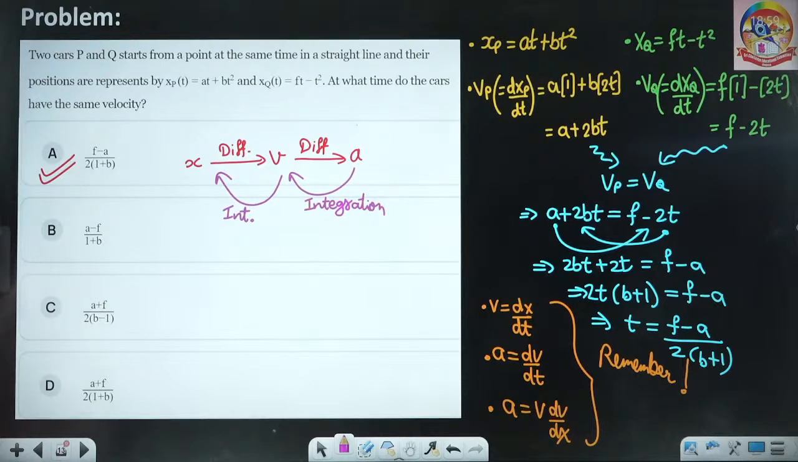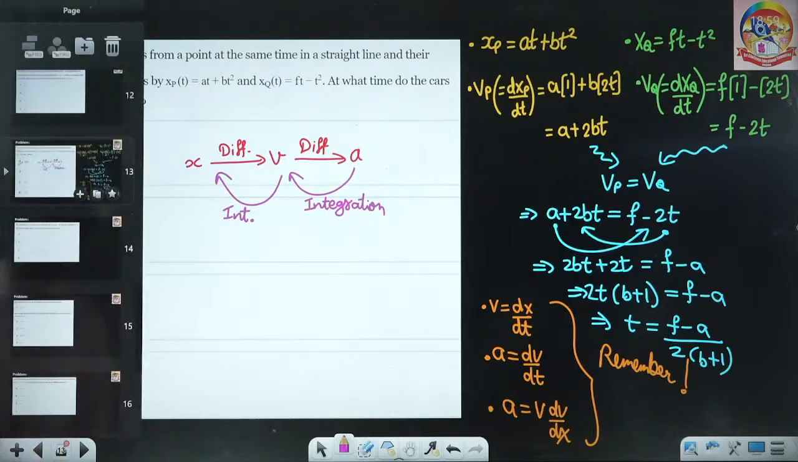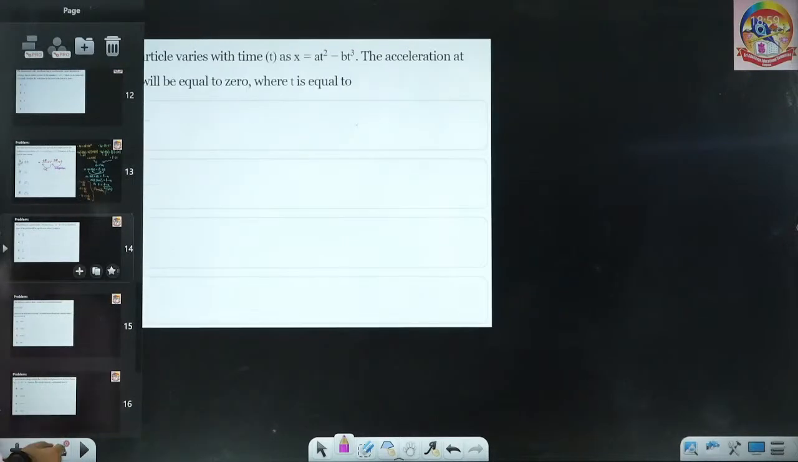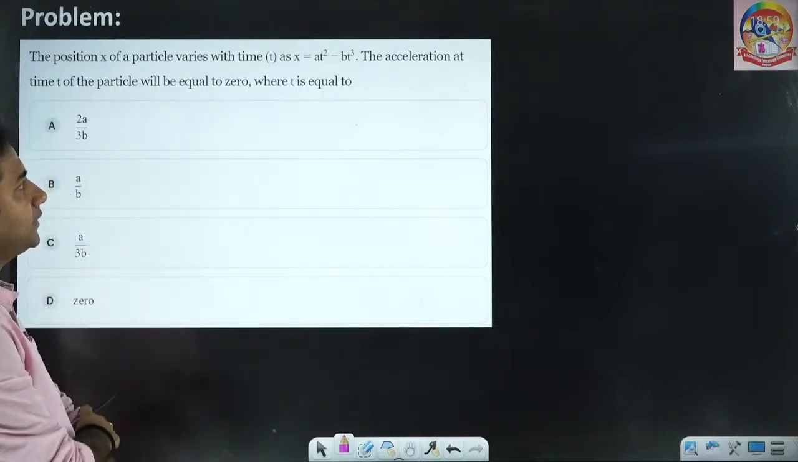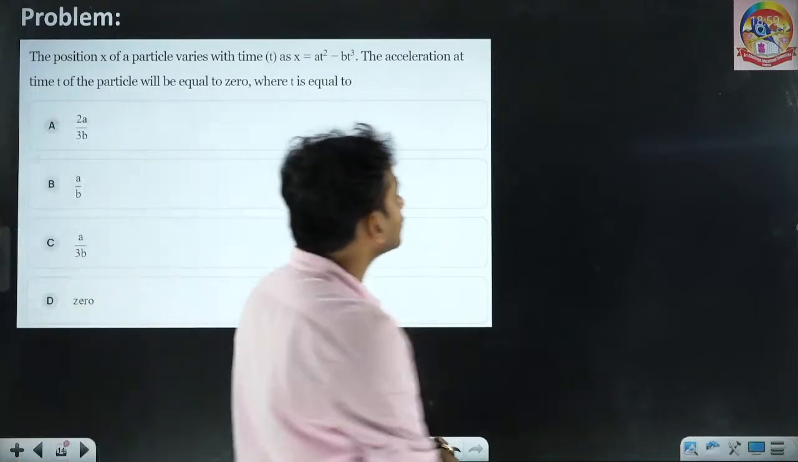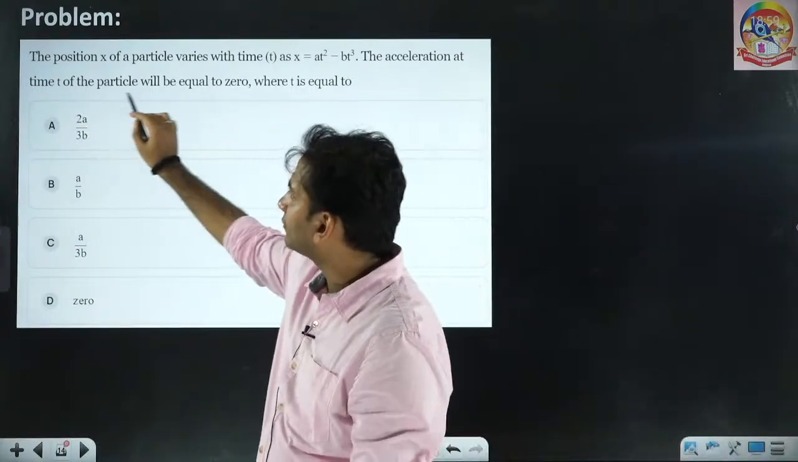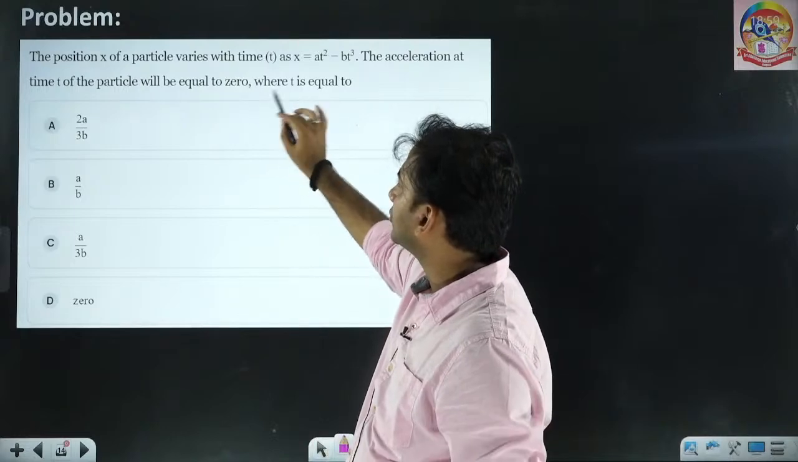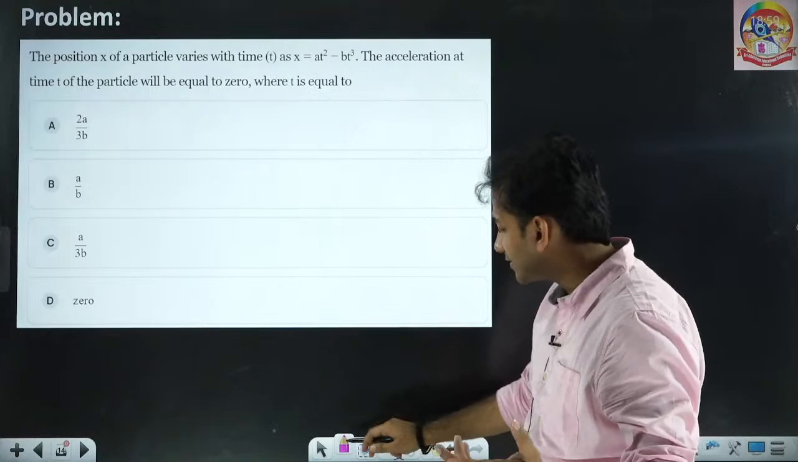Alright. Let's move on. Let's talk about the next example. They are saying the position of the particle varies with time t as x equals at square minus bt cube. They are asking, the acceleration at time t of the particle will be equal to 0. What is that time t?